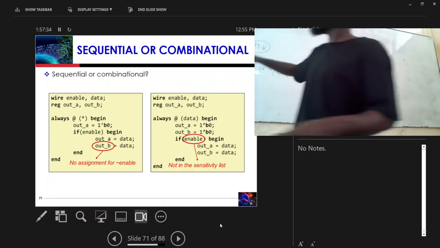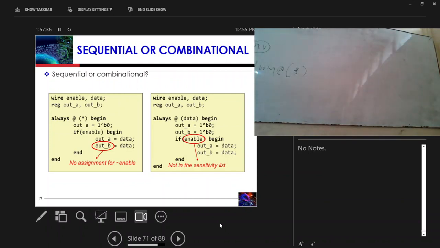So if you say always @(*), it means all the variables. Here, how many variables do we have? We have enable, data, out A, and out B. So always @(*) means always @ enable or data or out A or out B.